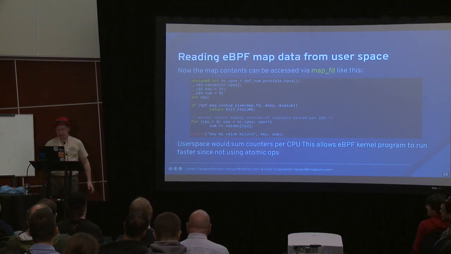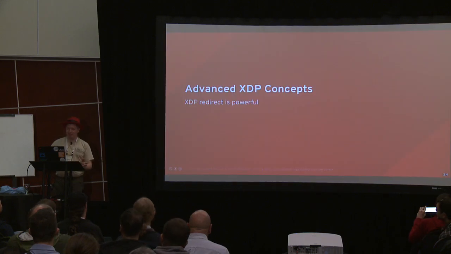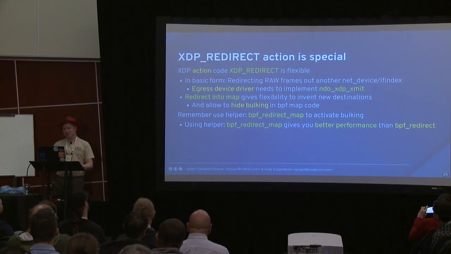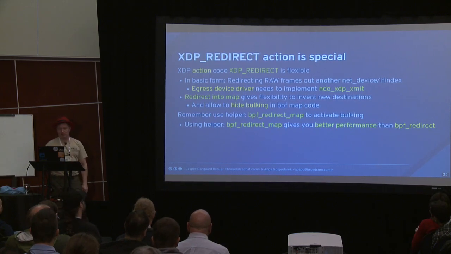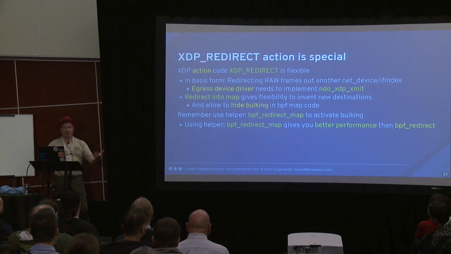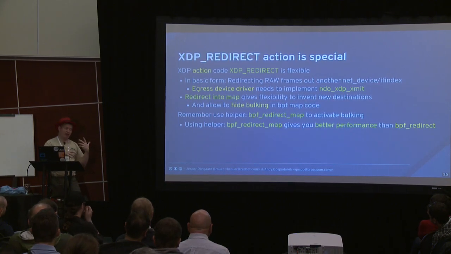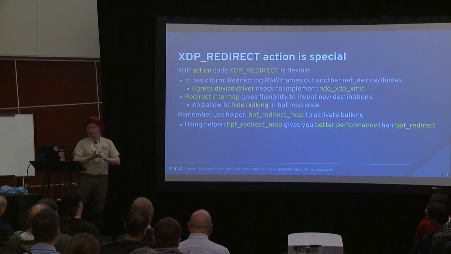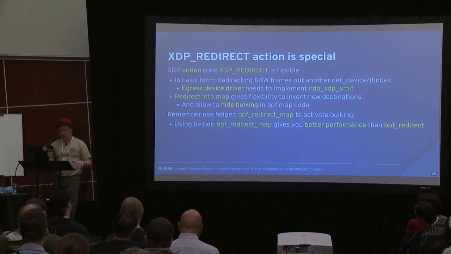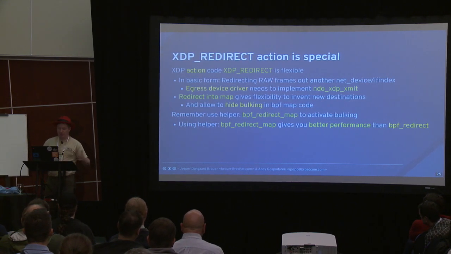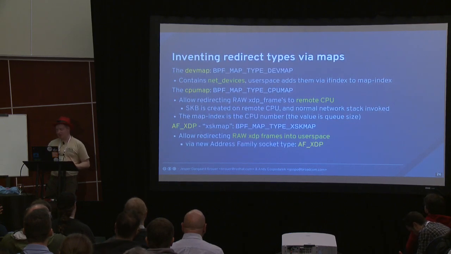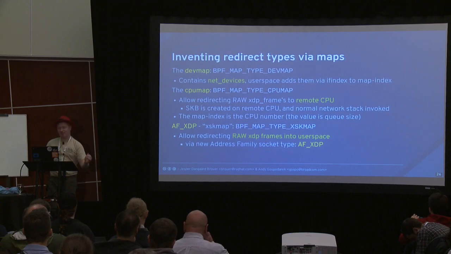So that's this, we'll skip ahead to the advanced concepts. We have the redirect action, which is a special one, and I'm hoping that this will be the last action, because by redirecting into maps that gives us flexibility to invent new bulking code that can extend without changing the drivers anymore. The redirect also hides bulking. You have to remember to use the redirect map call that activates bulking. But I can see we have like 4 minutes left. Right. So there are different types of maps.